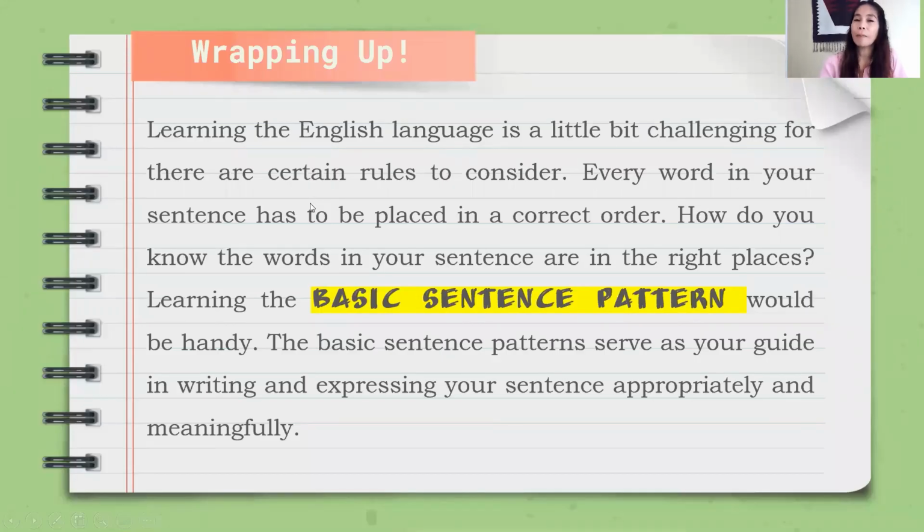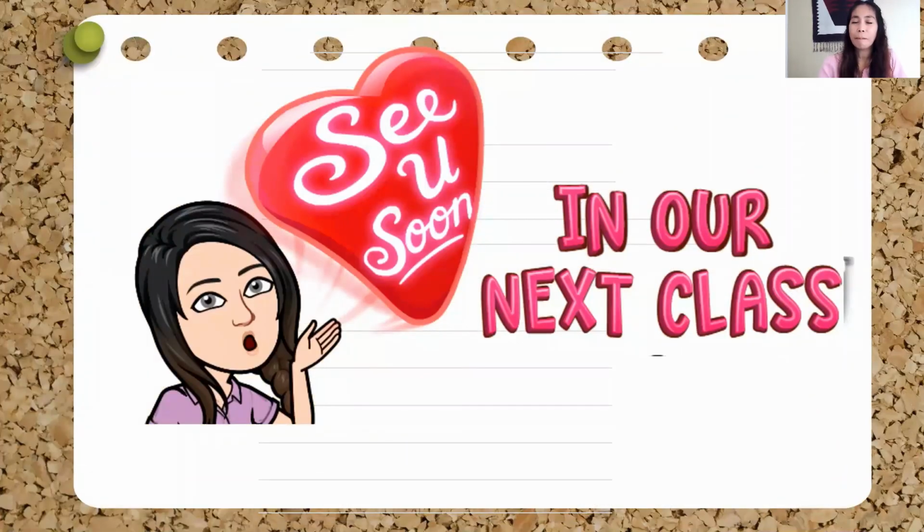Okay, now to wrap up our lesson: learning the English language is a little bit challenging. Why? Because there are certain rules to consider. Every word in your sentence has to be placed in the correct order. And how do you know the words in your sentence are in the right places? Learning the basic sentence patterns would be handy. The basic sentence patterns serve as your guide in writing and expressing your sentences appropriately and meaningfully. So I hope that we have a meaningful discussion for today, and do not just learn, use the language that you have learned.